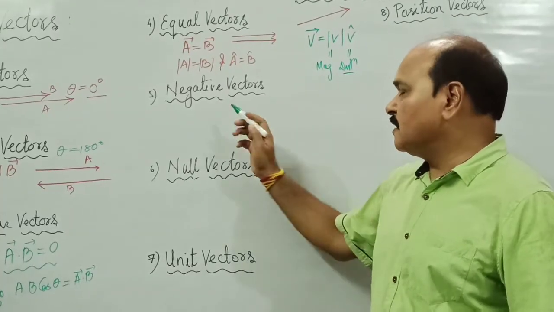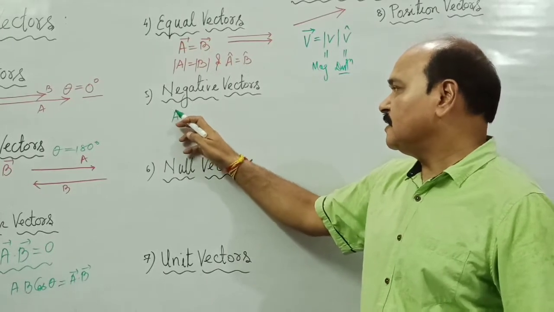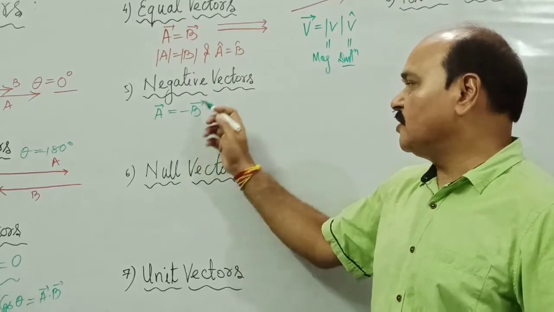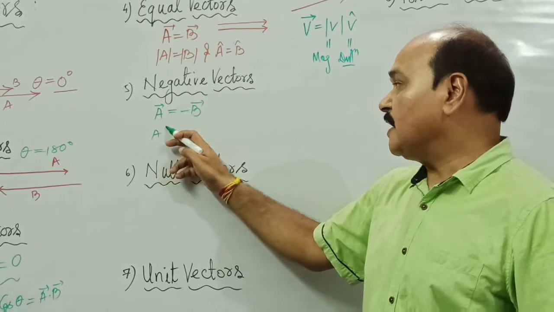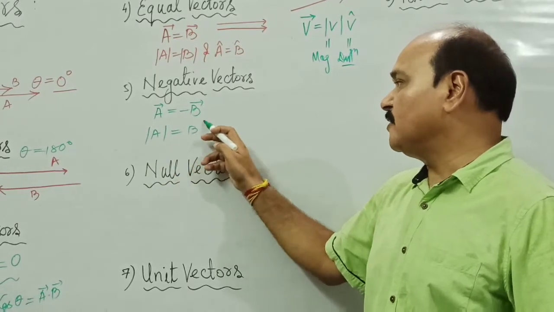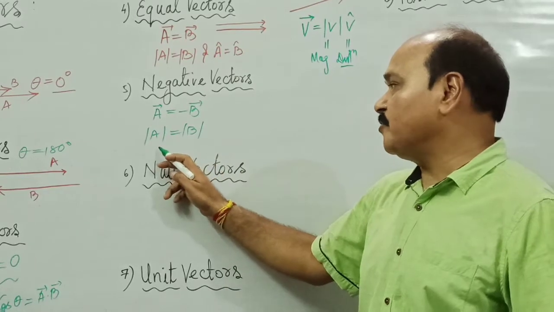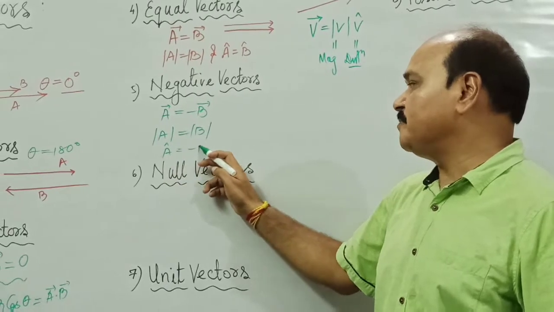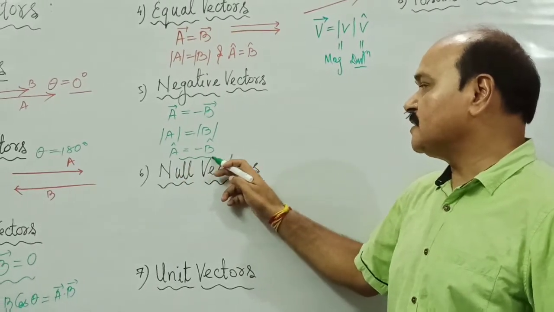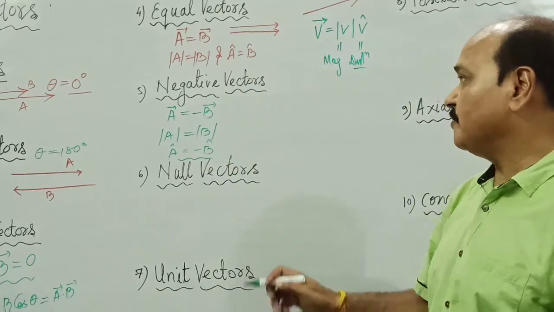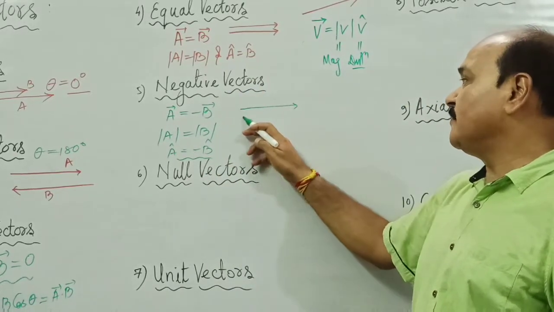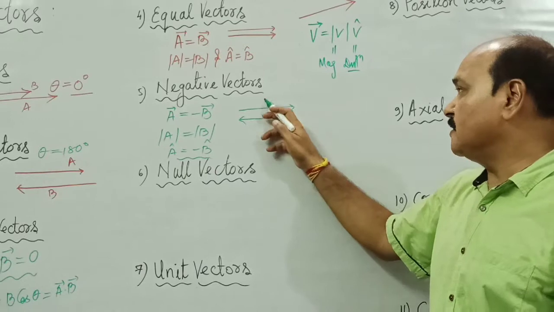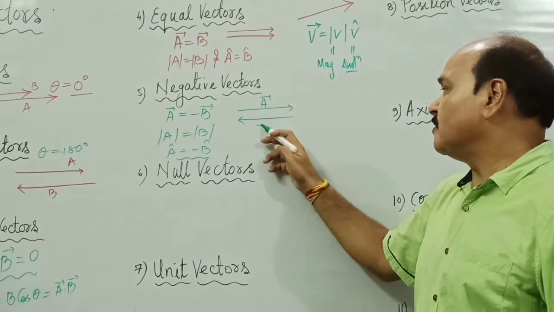Negative vectors. Negative vectors are represented with a negative sign in between the two vectors. A is equal to minus B. Negative vectors are vectors of equal length, that is their magnitudes are the same and their directions are opposite. Directions are opposite means A cap is equal to minus B cap. Their unit vectors are equal to each other with a negative sign in between them. The concept of negative vectors we'll use in subtraction of vectors. Very, very important. If this is A vector, we can write it as minus A vector.